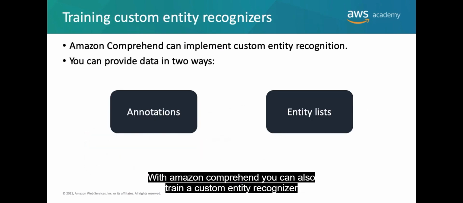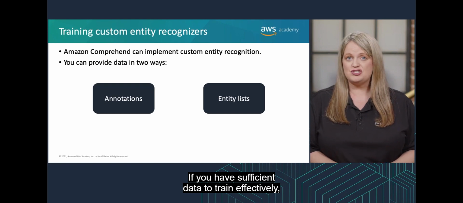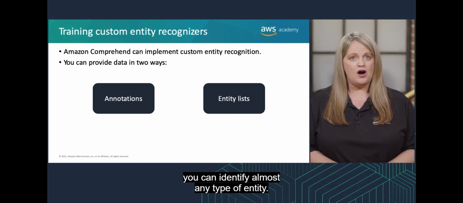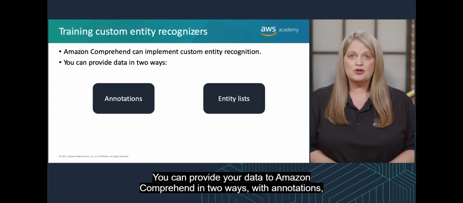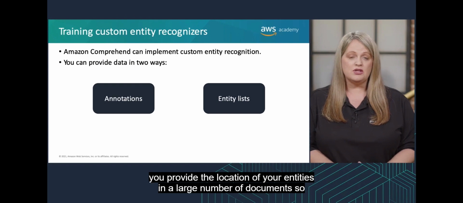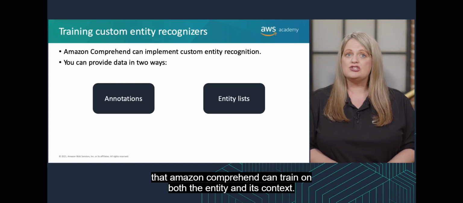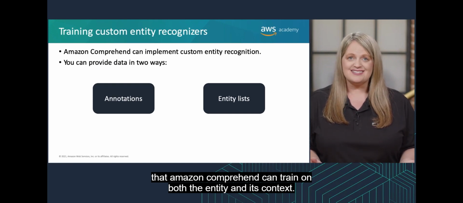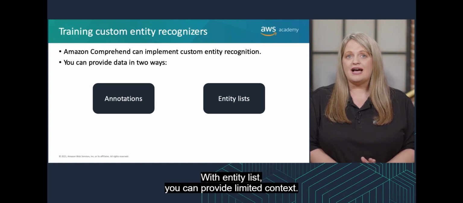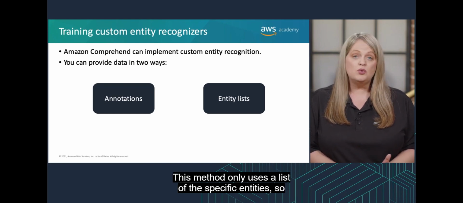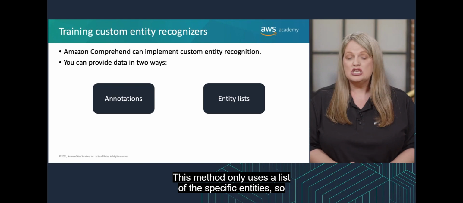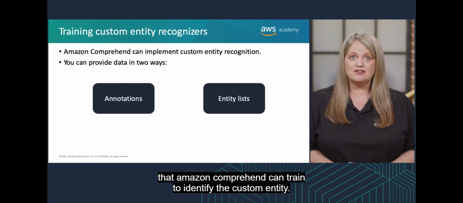With Amazon Comprehend, you can also train a custom entity recognizer, rather than being limited to the available entity types. If you have sufficient data to train effectively, you can identify almost any type of entity. You can provide your data to Amazon Comprehend in two ways. With annotations, you provide the location of your entities in a large number of documents so that Amazon Comprehend can train on both the entity and its context. With Entity List, you can provide limited context. This method only uses a list of the specific entities so that Amazon Comprehend can train to identify the custom entity.